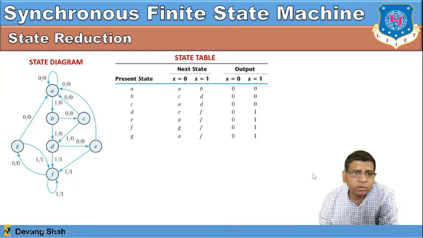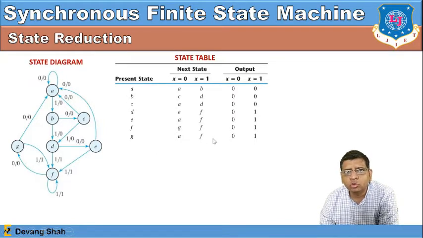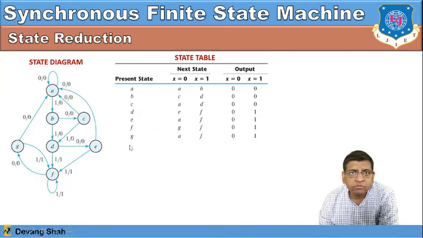Now the most important part is how you make the reduction of this particular state diagram or state table, right? You can see here the present state is G, that is converted into A when x is equal to 0, and G is converted into F when x is equal to 1, right? The same terminology you can see here: E goes to A when x is equal to 0, and E goes to F state when x is equal to 1.